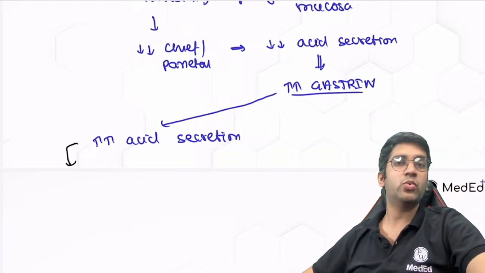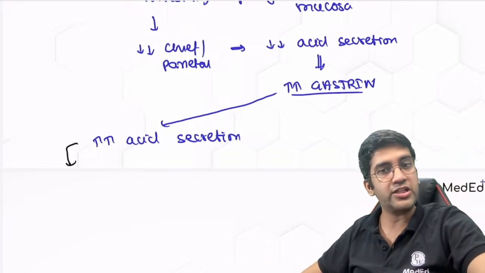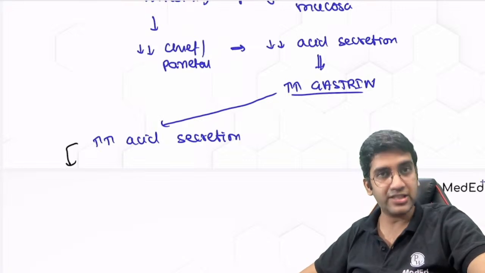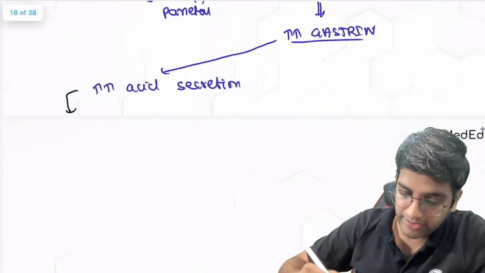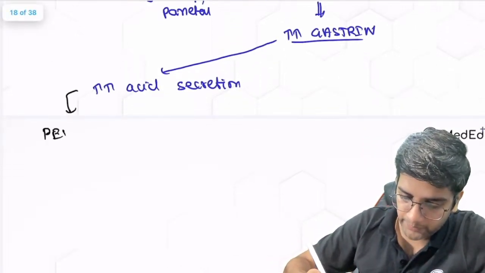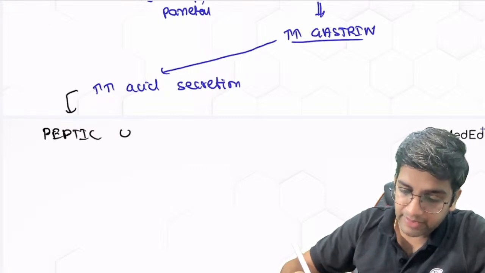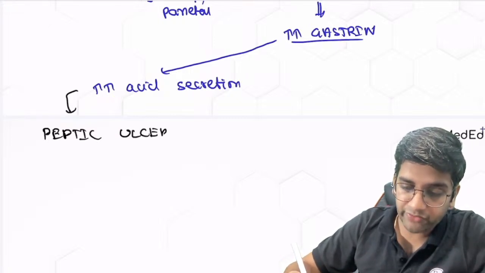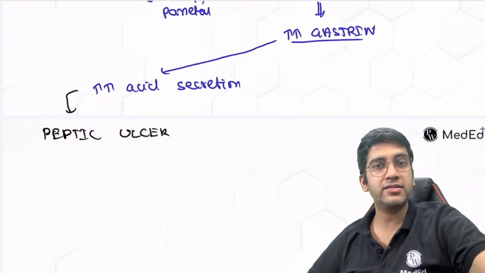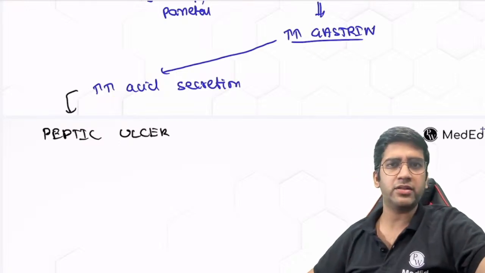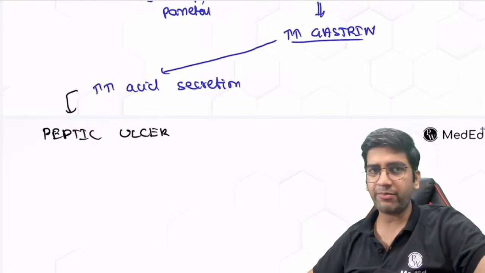Coming back to your question, you asked whether an H. pylori induced gastritis can cause peptic ulcer. The answer is yes, it can cause peptic ulcer. So there is a risk of peptic ulcer as well. But like I said, peptic ulcer is an effect of H. pylori gastritis. Peptic ulcer may or may not happen. Even an acute gastritis can have peptic ulcer as well.